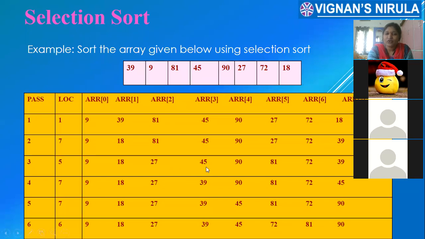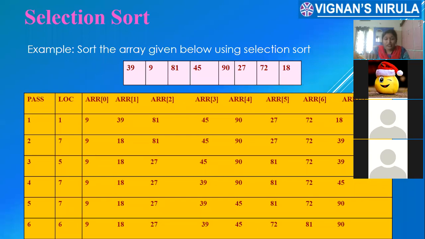You need to swap A of 3 with A of 7, isn't it? Yes, ma'am. So after swapping, what does the array become? 7, 9, 18, 27, 39. This becomes the sorted array. What is the unsorted array there? 90, 81, 72 and 45. Okay.